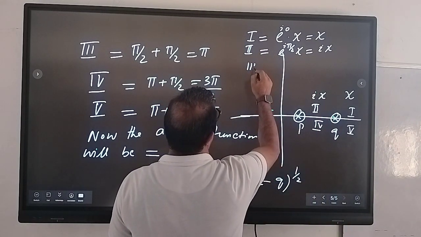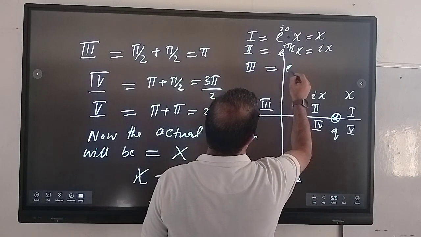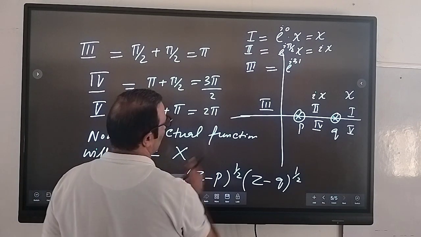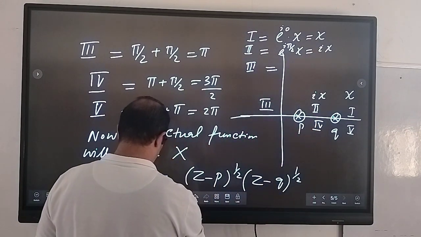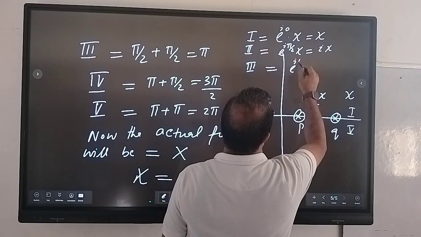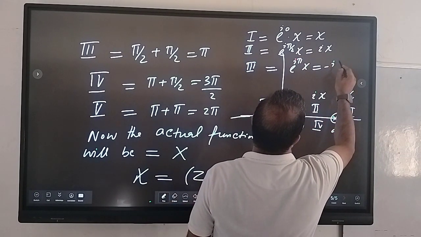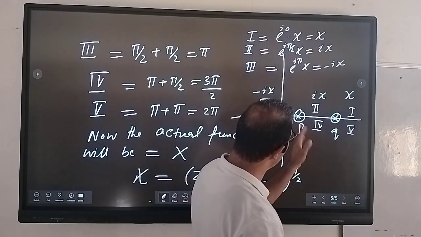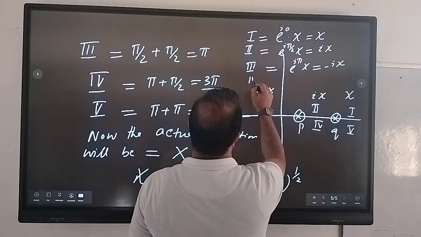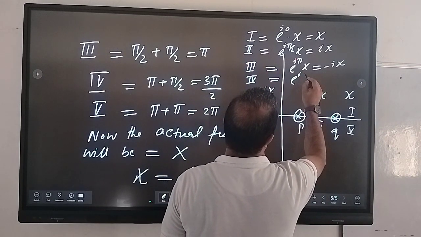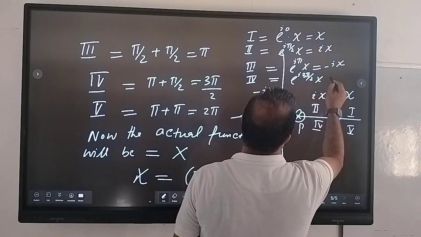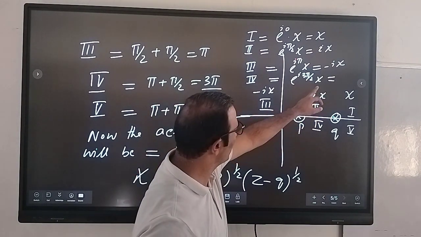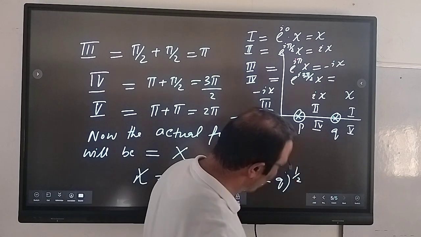And similarly third region, तो थर्ड रीजन में क्या आएगा, e raised power iota 3 pi by 2, that's minus iota, तो यहाँ पे आएगा minus iota into chi, right? And in fourth region, तो fourth में क्या आएगा, it is e raised power iota 3 pi by 2 into chi, so that will be equal to minus iota chi, right?